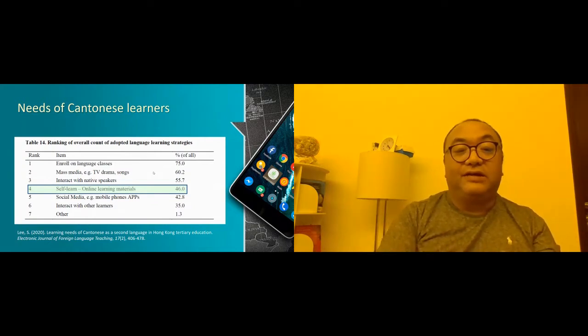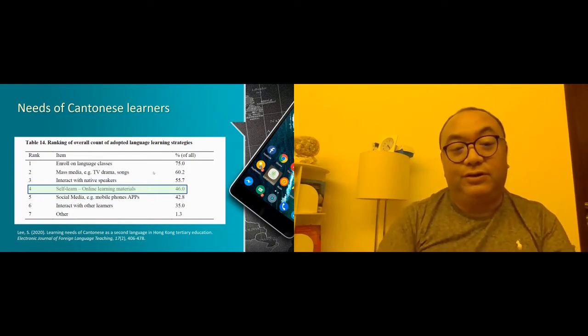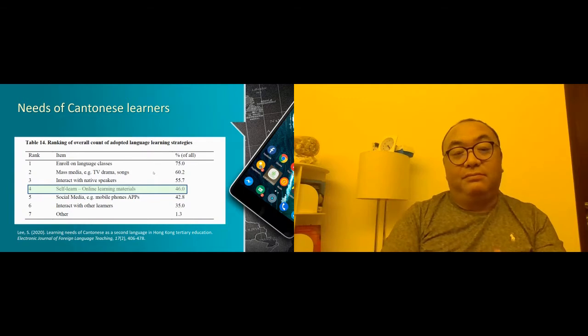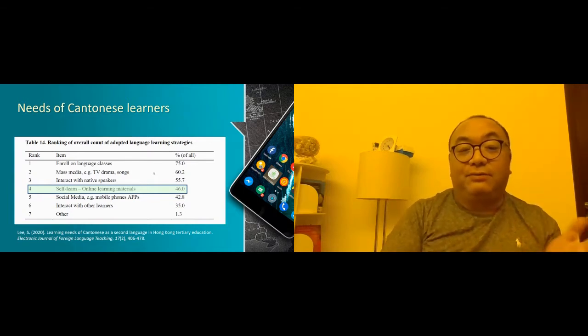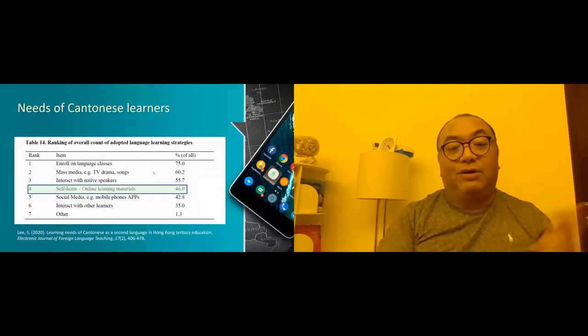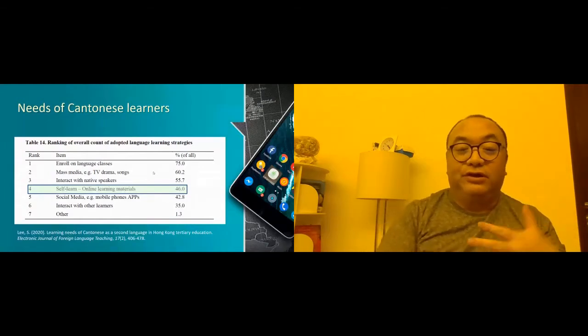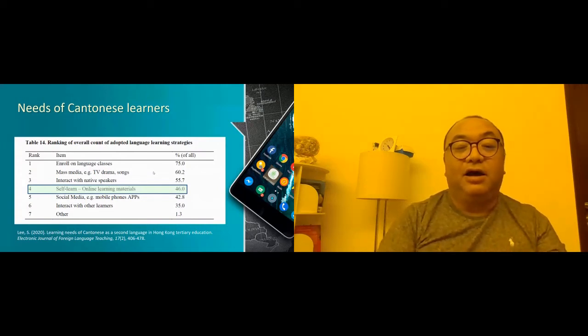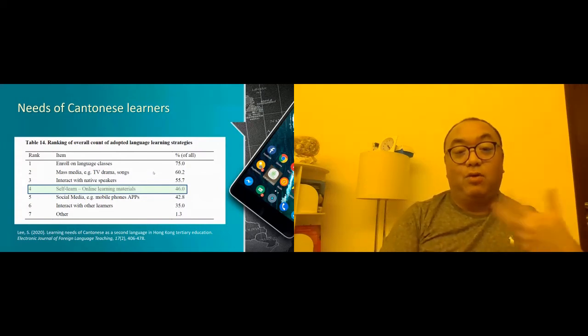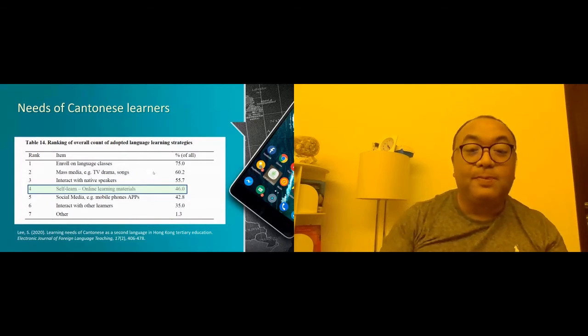But besides that, out of class, what are other possible strategies the learners use, including mass media, interacting with native speakers, and also self-learning online learning materials, as well as mobile phones and apps. So in other words, these are also important media for the learners to acquire Cantonese.